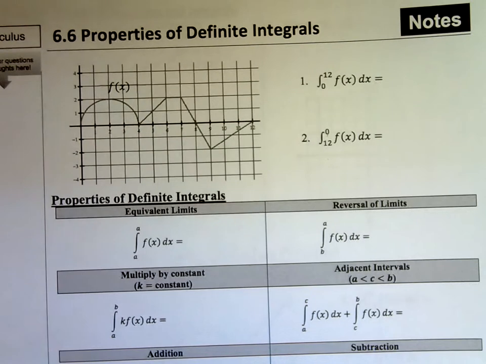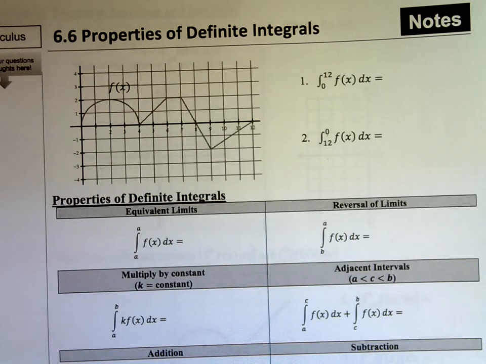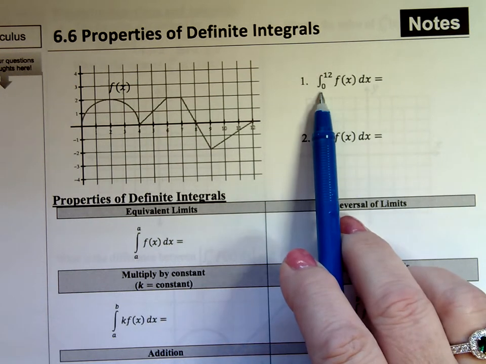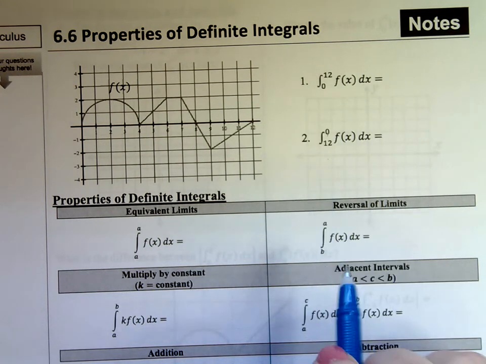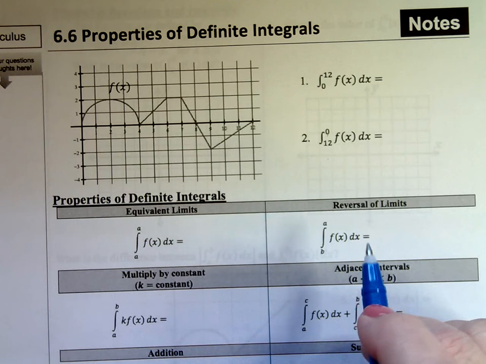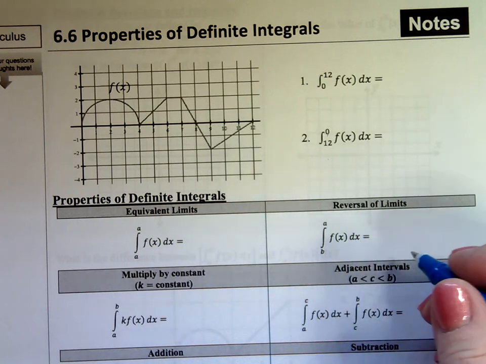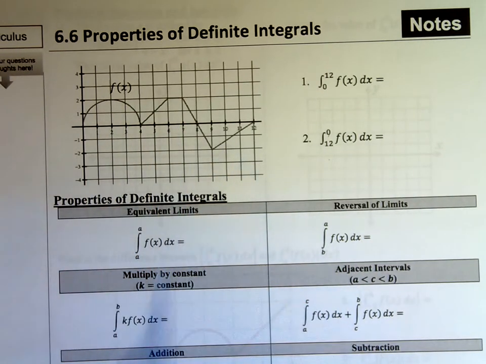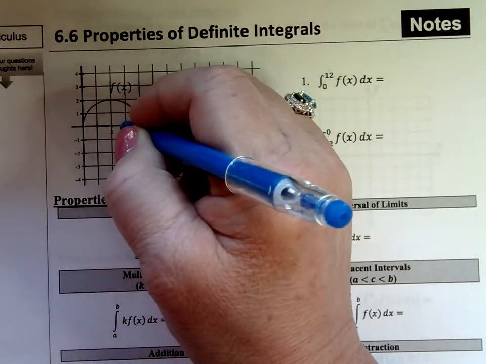All right, kids, we're looking at section 6.6 on properties of definite integrals. The first thing they want us to do is figure out what the integral is from 0 to 12. You'll remember that's just finding the area under the curve, or between the curve and the x-axis. Anything above the x-axis is positive and anything below the x-axis is negative. So let's figure out these areas first.